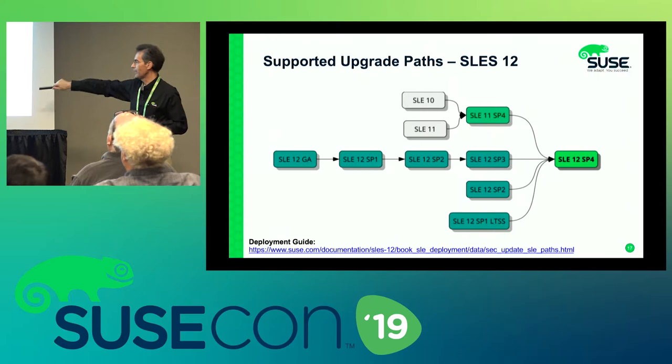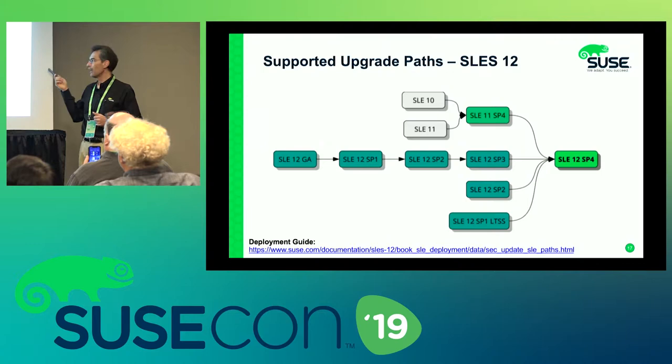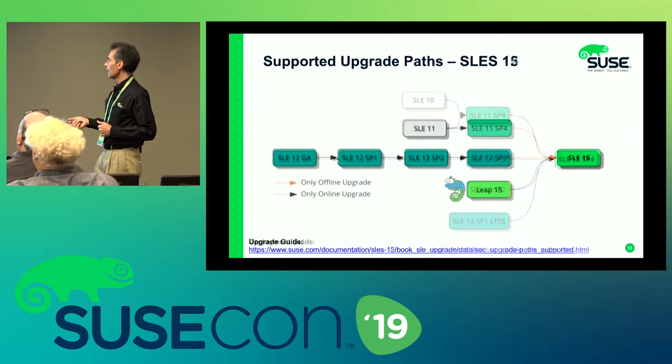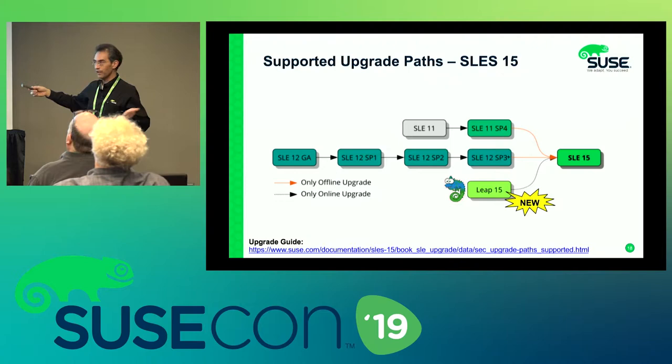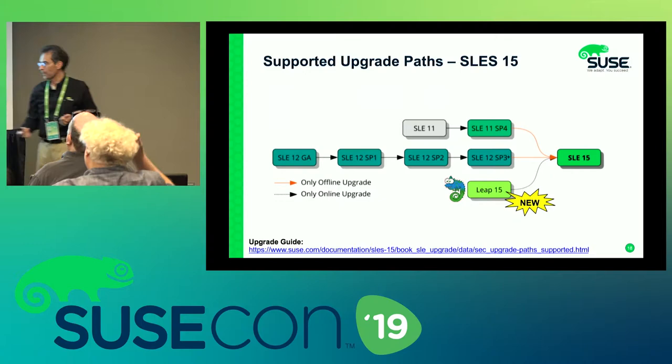And remember I mentioned LTSS and the ability to skip everything else in between and go direct to SLES 12 SP4. Similarly, on SLES 15, you have very similar capabilities. Again, SLES 11 direct, SP4. You can go to SLES 15 GA, no SP1 yet. This is also from the documentation, so it's not mentioning that. But you'll notice the same type of path that you have. In fact, SP4 is not even in here yet. That's why it's a plus, because that was new.